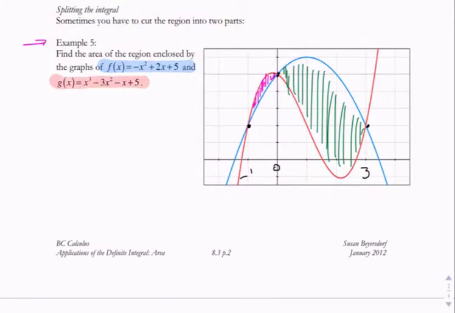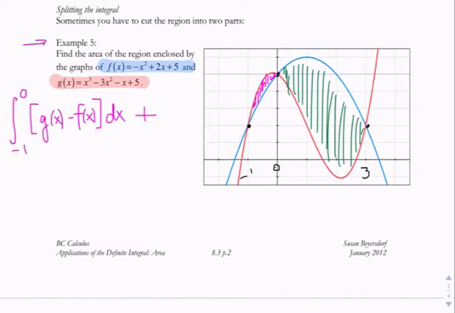So for our first integral from x equals -1 to 0, I need to do top minus bottom. That's the red graph minus the blue graph. So that's g of x minus f of x. Now what's nice is that if these functions are well labeled, you don't have to rewrite them. You can just leave it like this. And that will be helpful in practice.